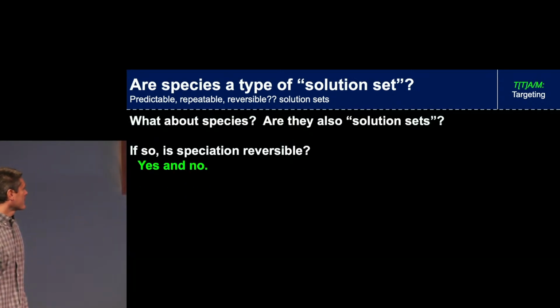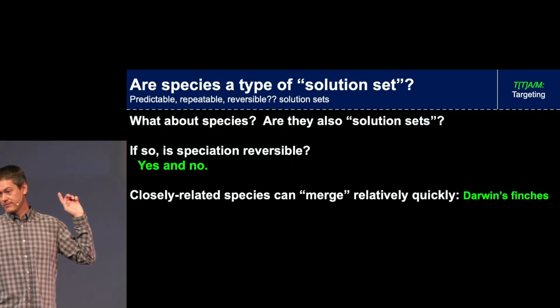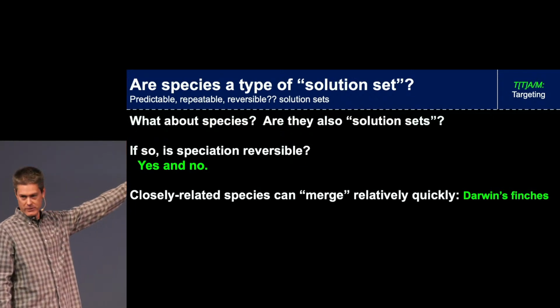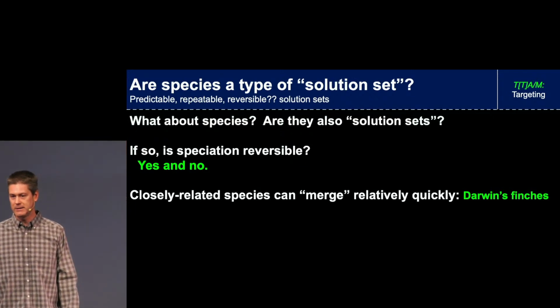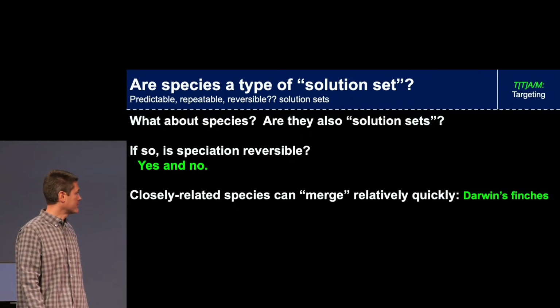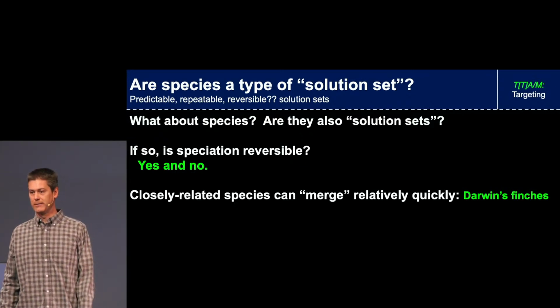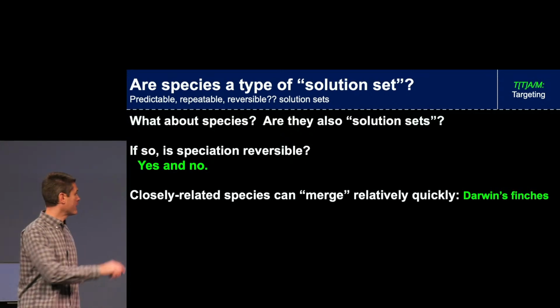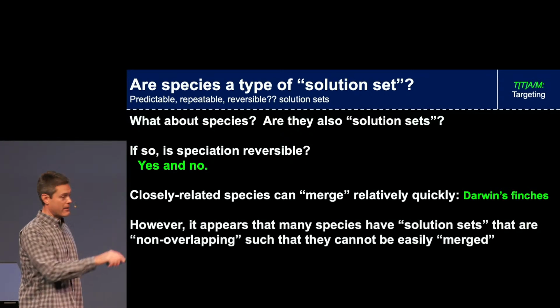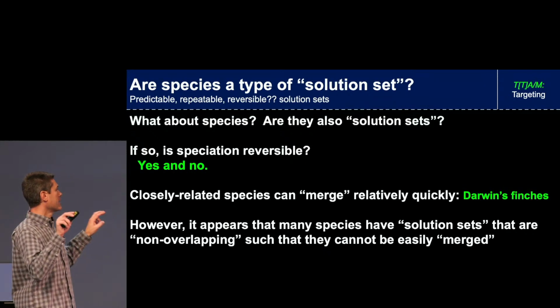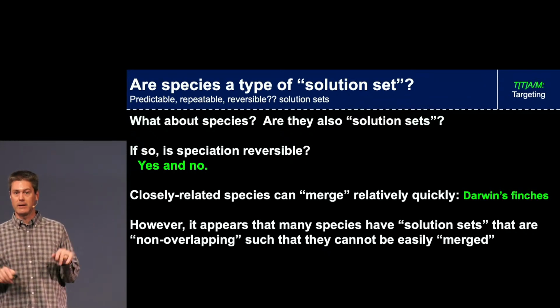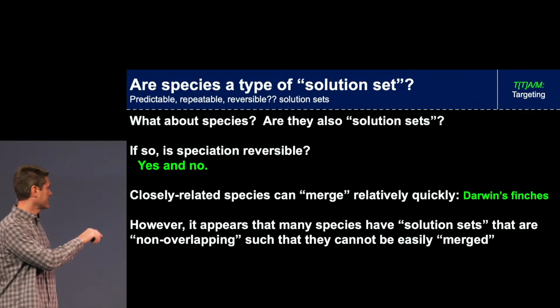Well, closely related species can and do merge. In fact, there's a great example of Darwin's finches. There was one island that had 3 different species of Darwin finches, and as it turns out, those 3 species are merging back into one. So that can happen. But there are also examples of species that have solution sets that don't seem to be overlapping, and so they have a hard time merging back together. What's an example of that?